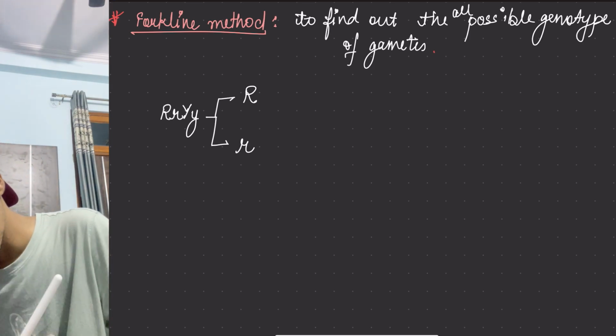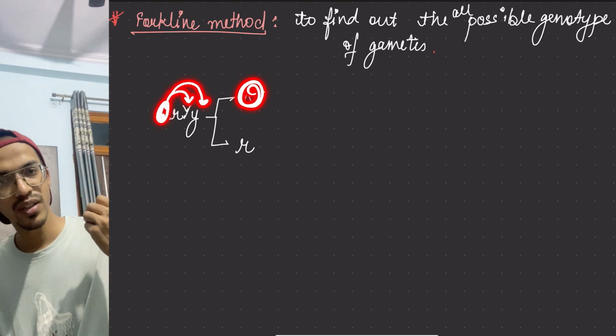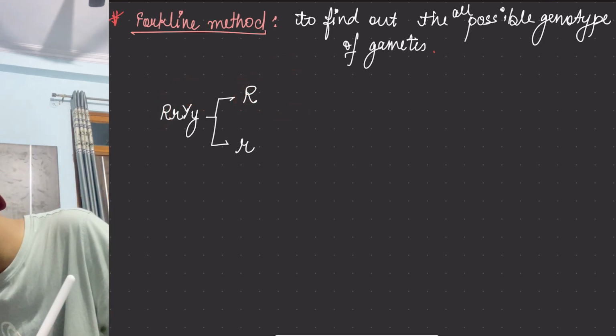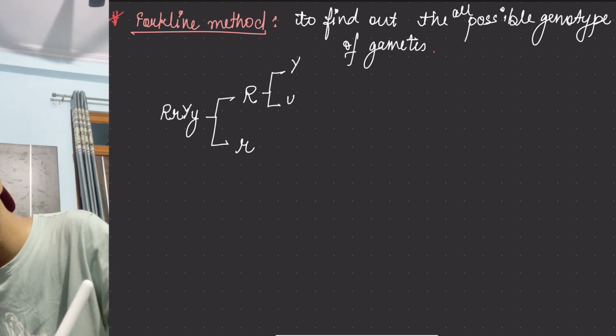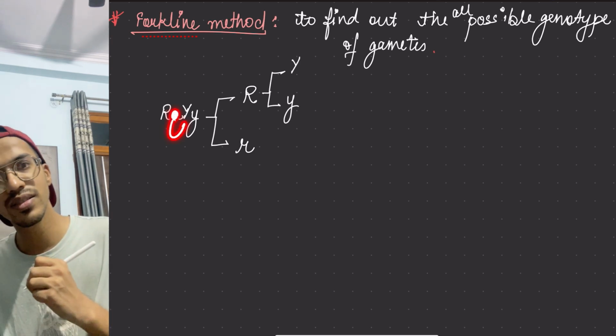And then this capital R has the option to go with this and this, which means this will further have 2 options. So I will write it up. The 2 options would be one is the capital Y, one is the small y. Same here, the small r has 2 options, one is this, one is this.